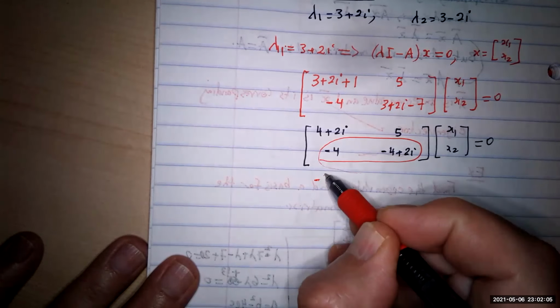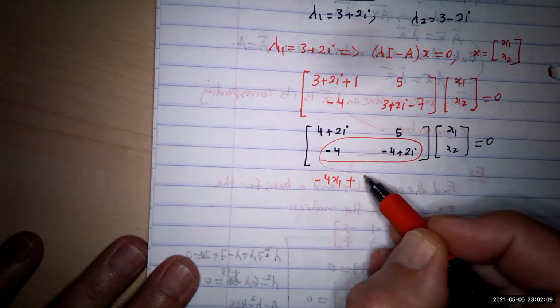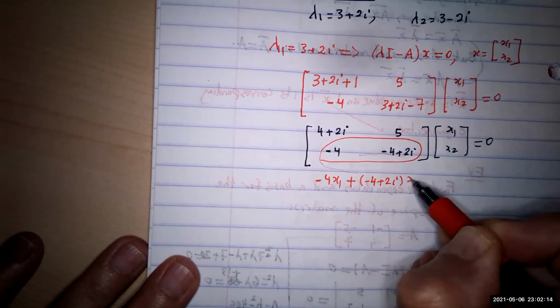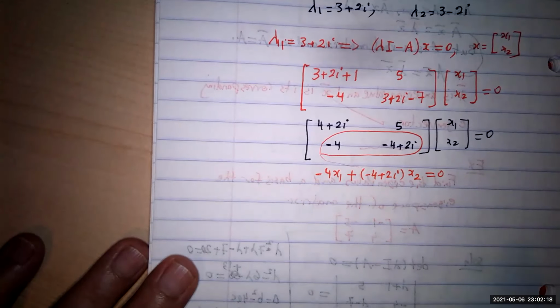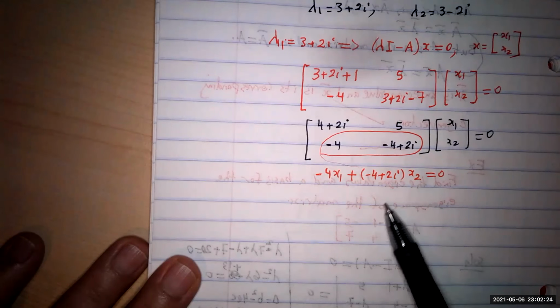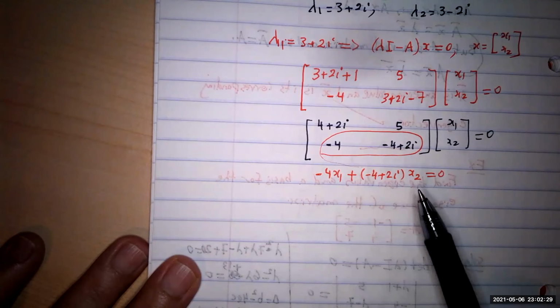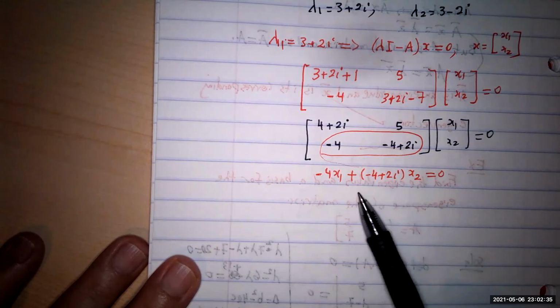That gives you -4x1, and this is going to be (-4 + 2i) times x2 equal to 0. You see, that's our claim. Then you have to find this x1 and x2. You need a little bit of work to do. So what you do, you just move one of them to the other side and find x1 or x2. It doesn't matter.